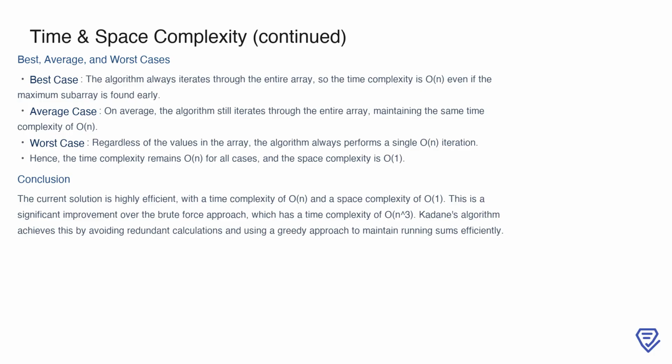In all scenarios, whether the maximum is at the beginning, middle, or end, the algorithm performs the same single pass through the array. The space complexity also remains O(1) in all cases since no additional memory is required beyond the two variables. In conclusion, Kadane's algorithm is highly efficient compared to the brute force approach. Its time complexity of O(n) and space complexity of O(1) make it an optimal solution for the maximum subarray problem. By leveraging a greedy approach and avoiding redundant calculations, Kadane's algorithm ensures both time and space efficiency.